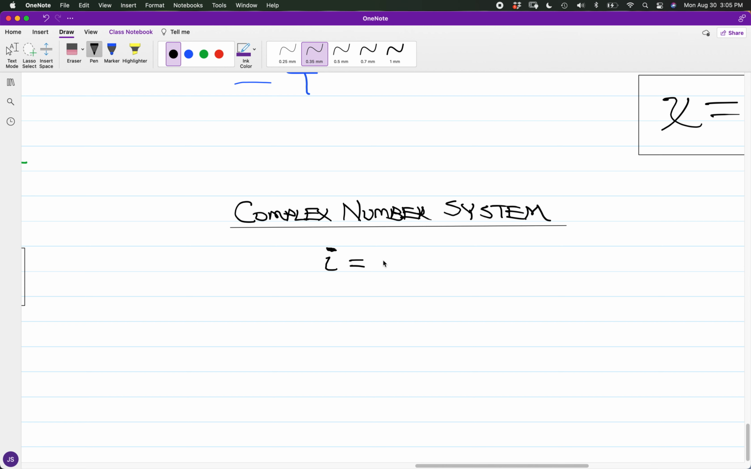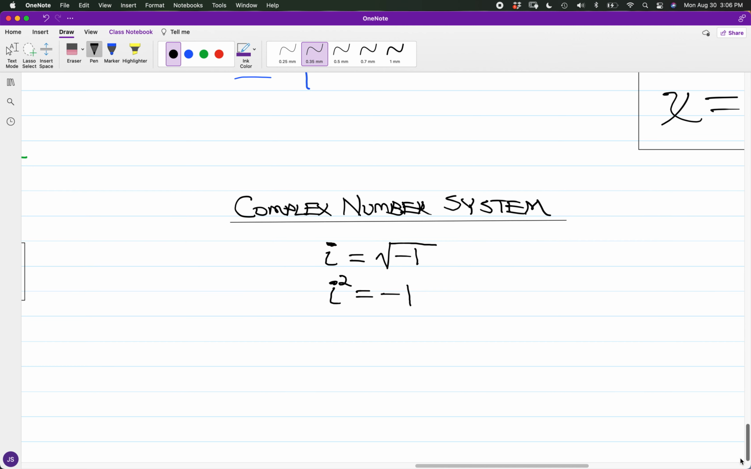What does I refer to? Well, this is going to be a number that's not in the system of real numbers, and that's going to be the square root of -1. So you have I is equal to the square root of -1. And if I were to square both sides, I would have I squared is equal to -1.